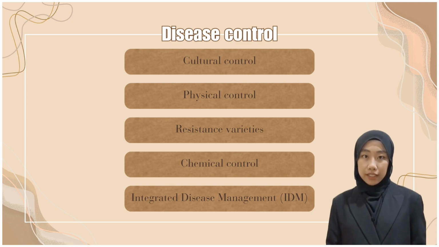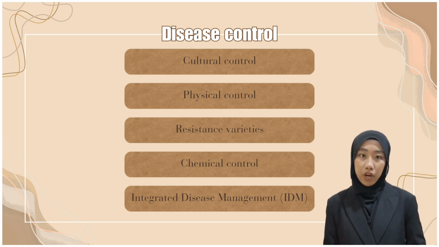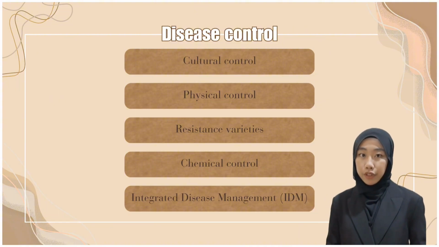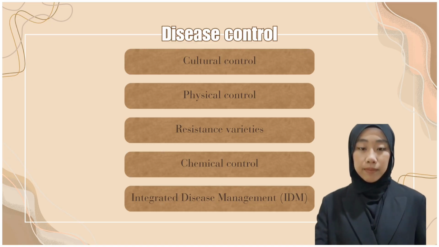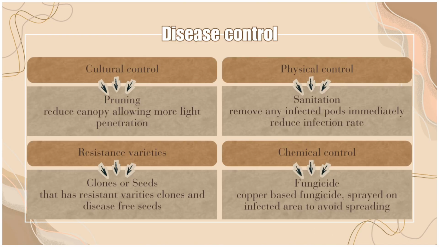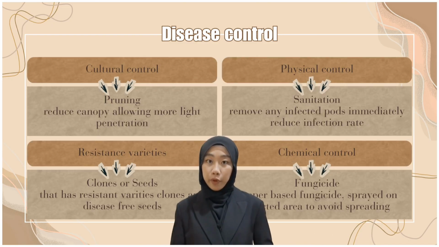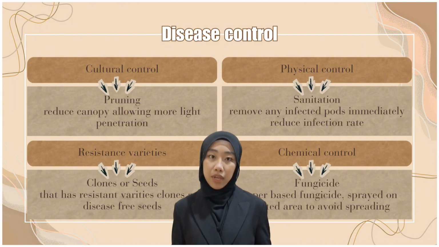Moving on to next, the disease control. There are 5 ways to control Phytophthora, which are cultural control, physical control, resistant variety, chemical control, and IDM. Cultural control is by pruning, which reduces the canopy of the cocoa tree, allows light to penetrate inside and makes the cocoa tree less wet.